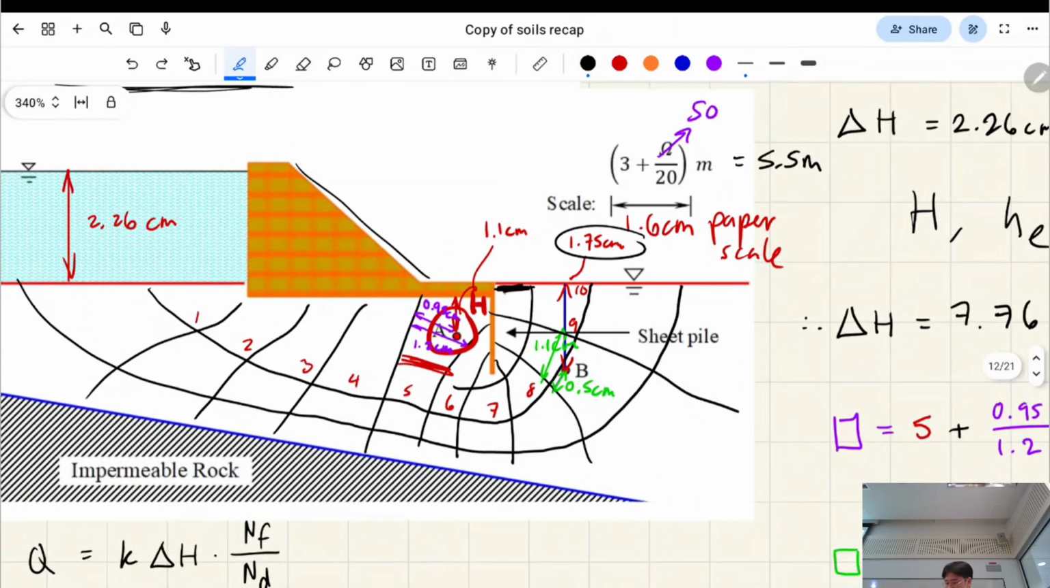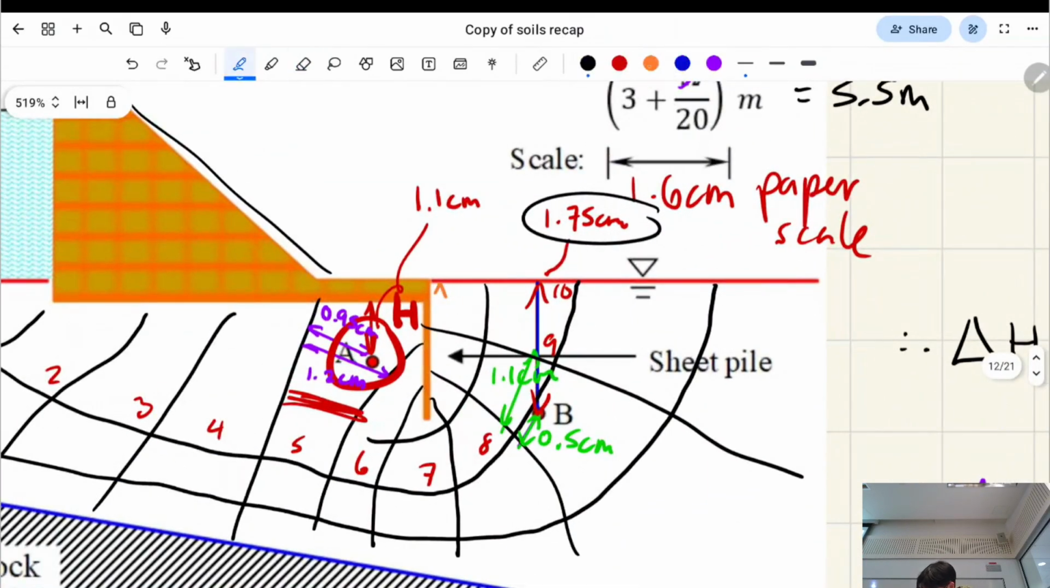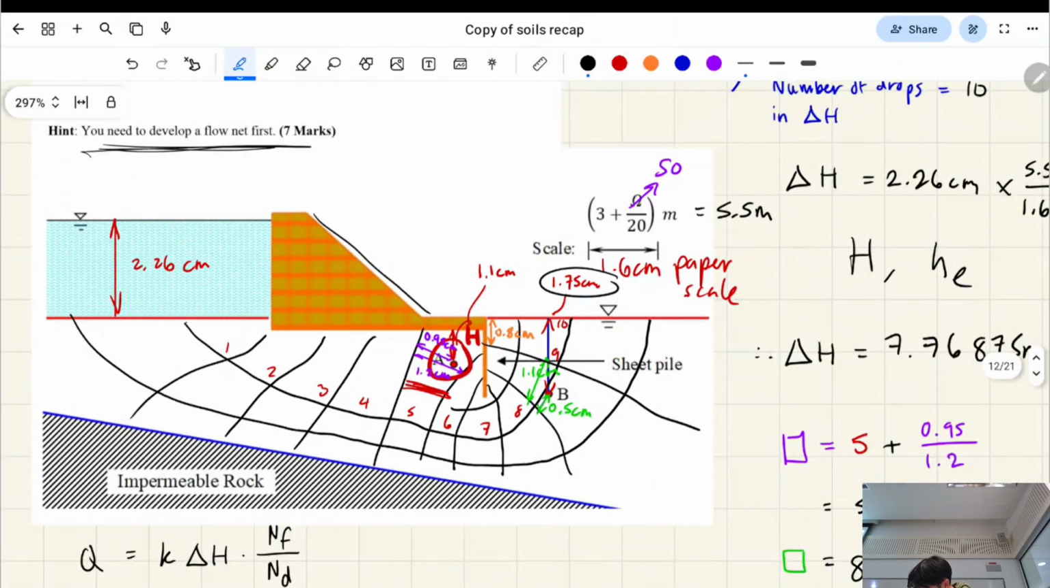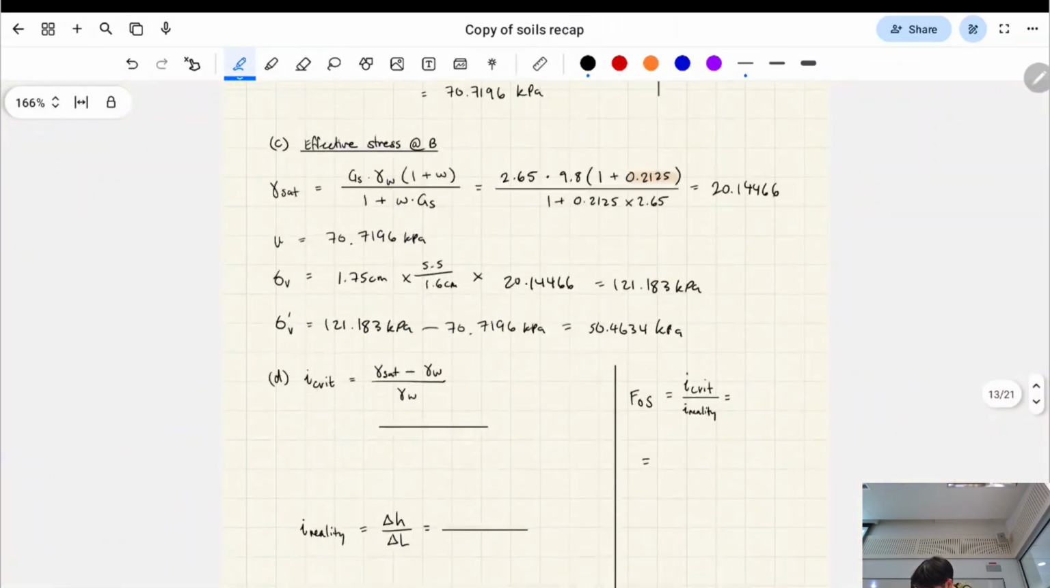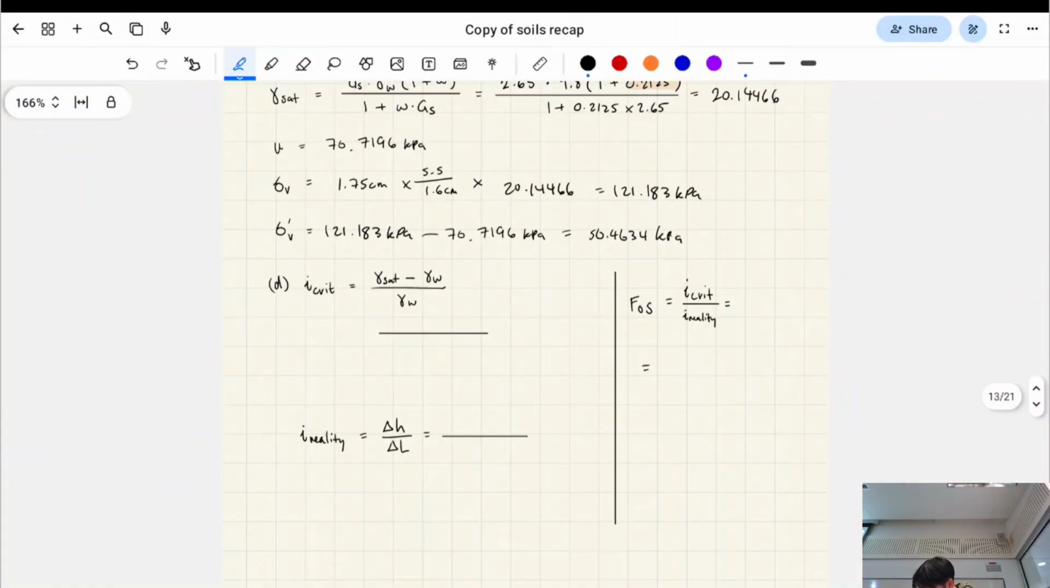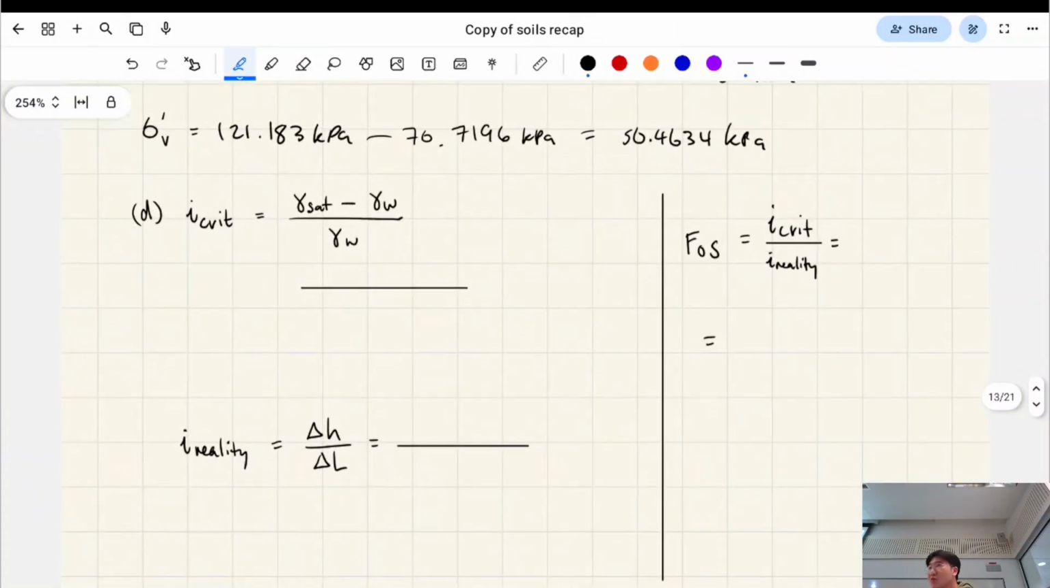So essentially what we do is we measure the length, this delta L of this exit square, because we're going to calculate the exit hydraulic gradient later. That requires delta L. That was 0.8 centimeters. We'll keep that number in mind for a bit later.